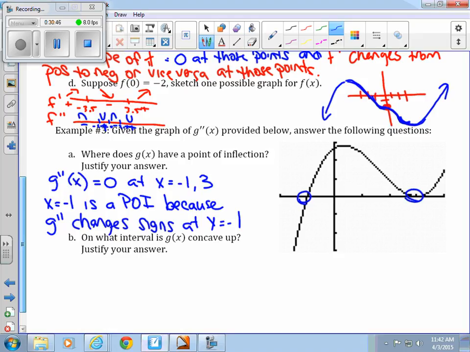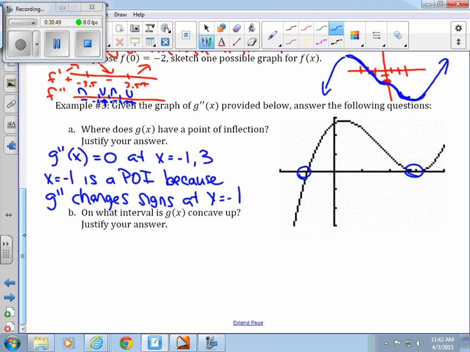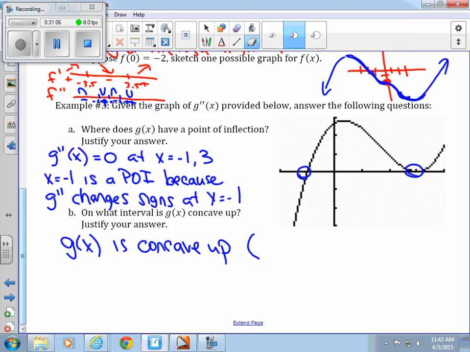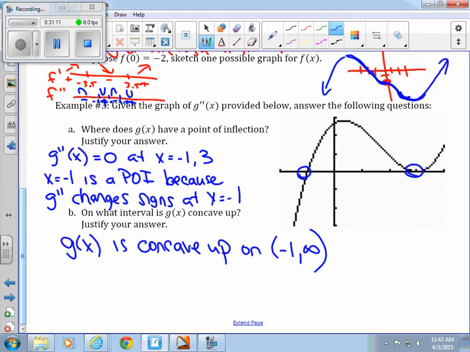On what intervals is g of x concave up? Negative 1 to infinity. They also would accept negative 1 to 3, 3 to infinity. They would accept either one. Negative 1 to infinity is great. I've gotten the point for the answer. Now I need to justify. Why?